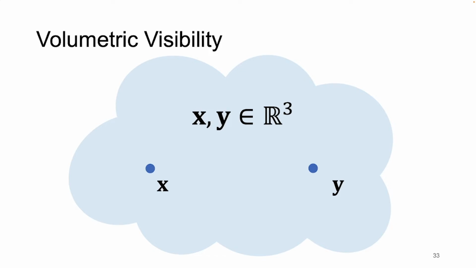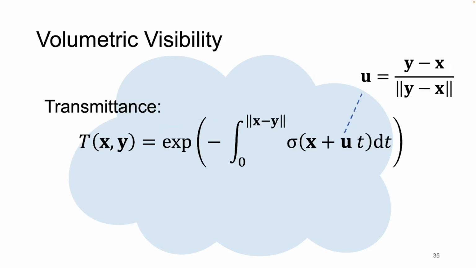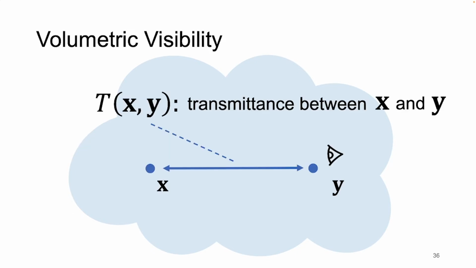To explain our visibility formulation, let's consider 3D points in a volume like X and Y. And sigma is the NeRF's density field, outputting a volume density at each 3D location. Another volumetric quantity we use is transmittance between X and Y, which is mathematically defined like this. It looks a bit complicated, but what it's measuring is how much light intensity is attenuated while passing through the volume between X and Y.